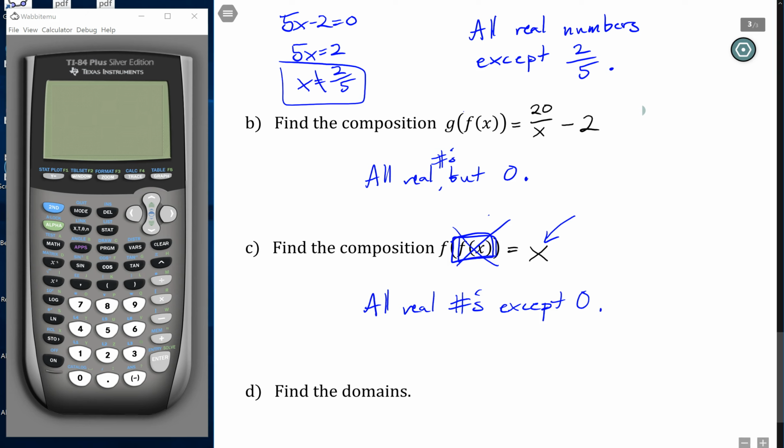Anyway, domains, they're super tricky. Remember, domains is what are all the possible inputs. We discussed a couple different rules for thinking about it when we're dealing with functions as a whole. So hopefully this gives you a good introduction, and of course, we'll practice a lot in class.